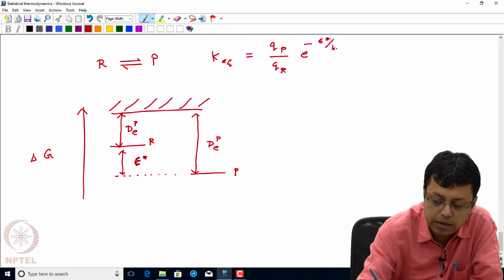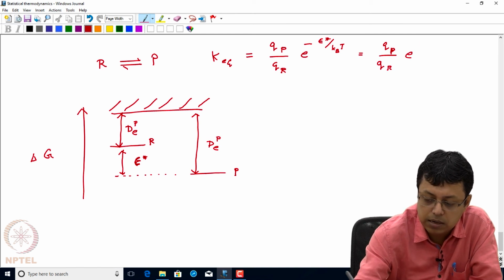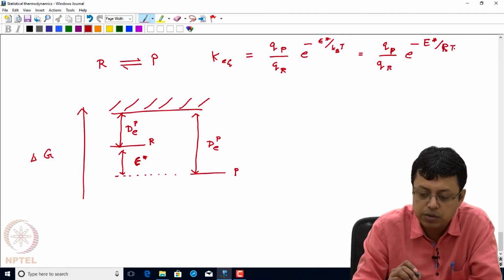We are writing this notation epsilon star by kBT. If we write in molar notation, instead of kBT you should write RT, and similarly you write capital E for the molar notation. But whatever it is, there is a point to discuss here.